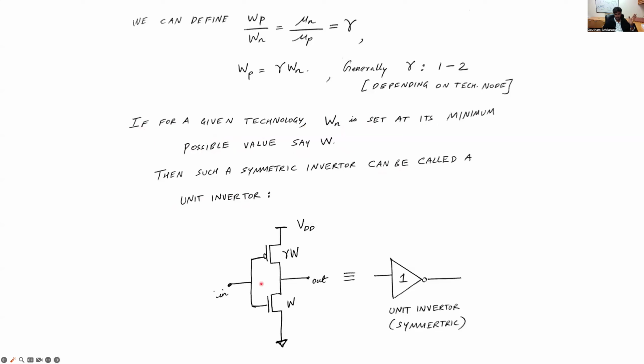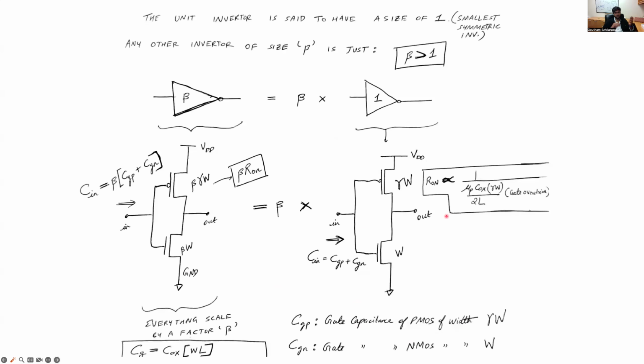So what is the definition of a unit inverter? It's basically an inverter with a PMOS and NMOS, where the width of the NMOS is set at the minimum possible value in that technology. And because the inverter has to be symmetric, the width of the PMOS has to be gamma times this W. So this would be an inverter where the NMOS width is W minimum, represented as W here, and the PMOS width is gamma times W minimum. And this we will define as a unit symmetric inverter.